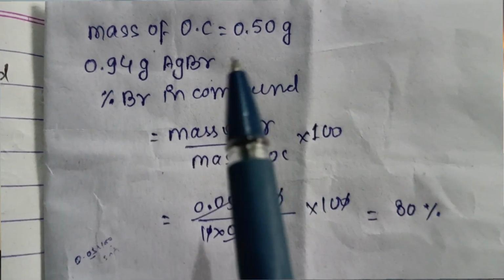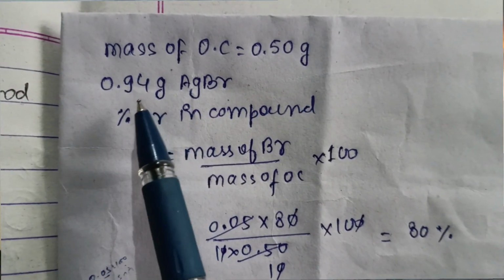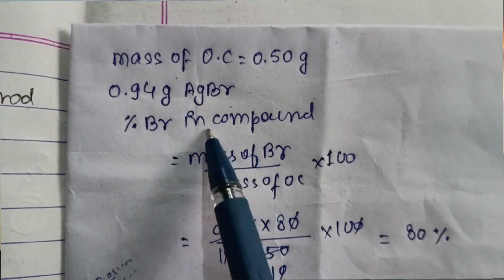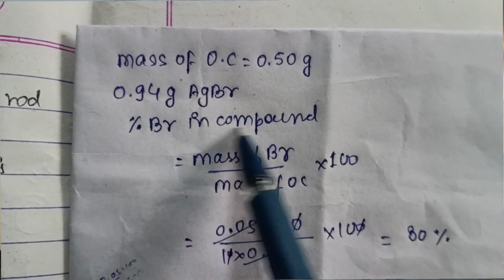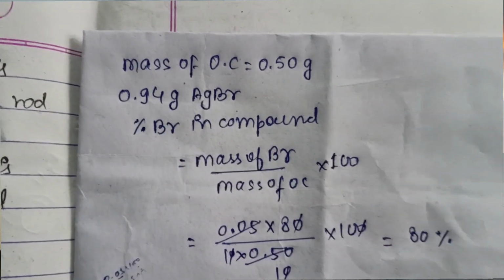So in this question, it was saying that we have an organic compound whose mass is 0.50 gram, and in that we have AgBr, which is 0.94 gram. We have to find the percentage of bromine in this compound. It means in the organic compound we have to find the percentage of bromine, and it is given that this organic compound gave 0.94 gram AgBr.